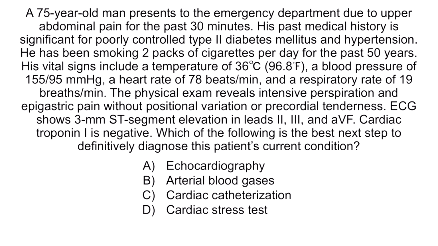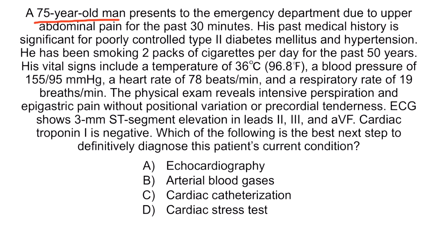ECG shows 3 mm ST segment elevation in leads 2, 3, and aVF. Cardiac troponin I is negative. Which of the following is the best next step to definitively diagnose this patient's current condition? A. Echocardiography, B. Arterial blood gases, C. Cardiac catheterization, or D. Cardiac stress test.